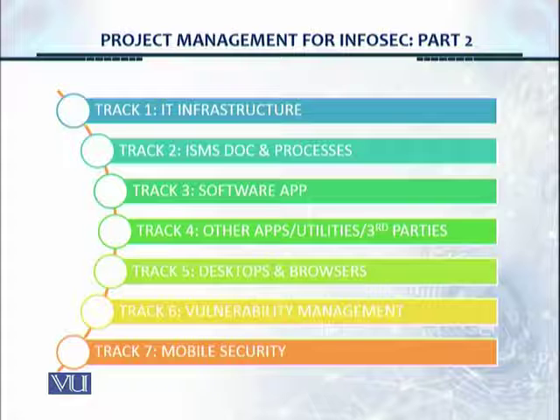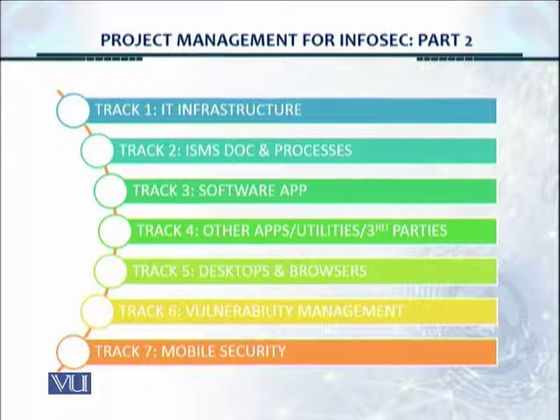And then track 3 would be the software applications, like the enterprise ERP, the SAP ERP, or the Oracle ERP, or any ERP, which is really the core software. If it's a hospital, it would be the hospital management system, HMS. And then track 4 would be other applications which the organization has developed, for example, internally with ASP.NET or PHP. And then you have desktops and browsers as track 5, and track 6, vulnerability management, and then track 7, mobile security. So the entire IT assets of the organization are divided into tracks for better tracking, better project management, and better visibility and better reporting.